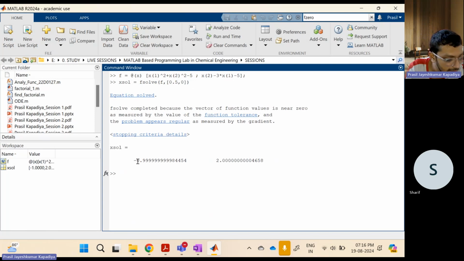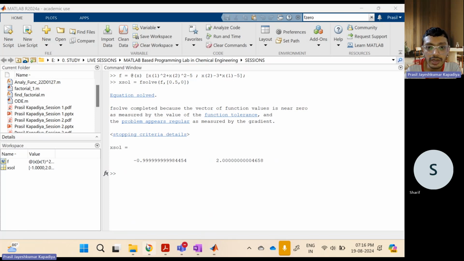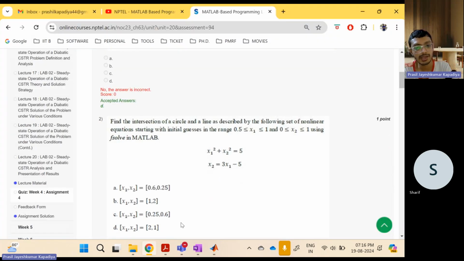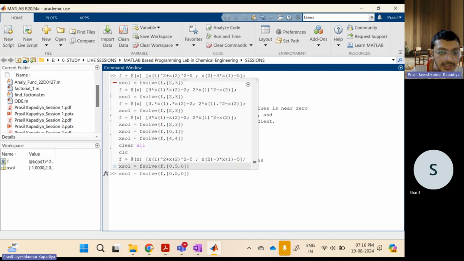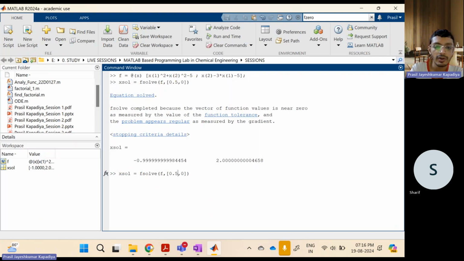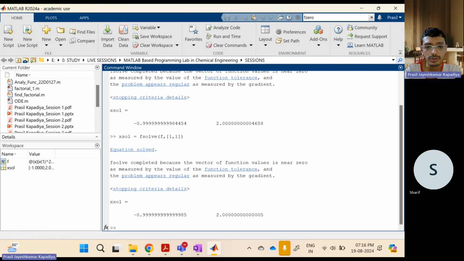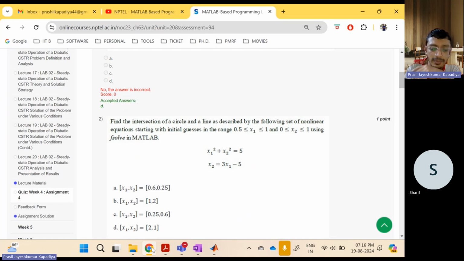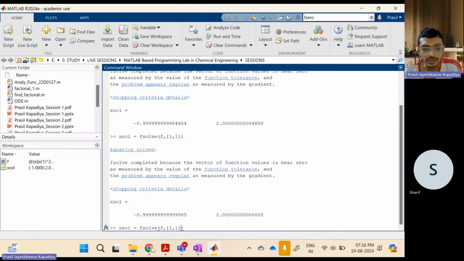So see, one solution is showing me as -1 and 2. Is -1 and 2 in our options? No, we can't see -1 and 2. So we need to change our initial guess. So let's keep 1 1. 1 1 is also giving me the same solution, -1 and 2. But my x1 should be from 0.5 to 1. So let's do one thing, 0.5. Again, it is showing the same solution. Let's take 0.5, 0.5. Okay, it is showing the same solution.